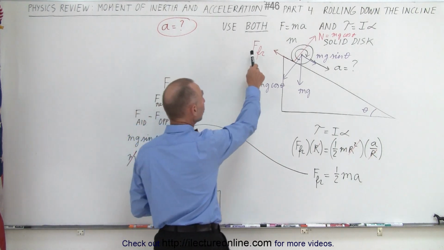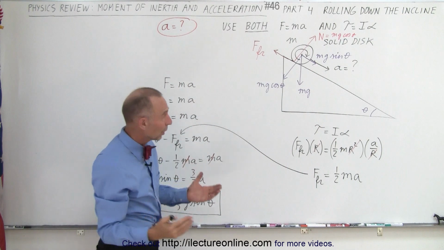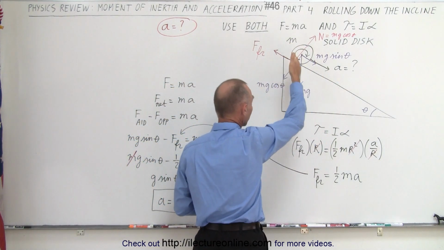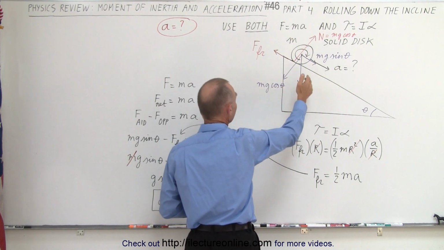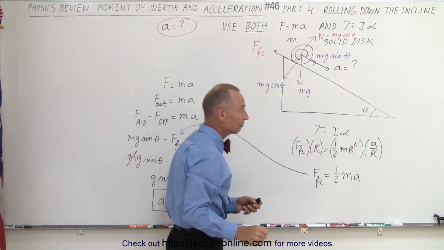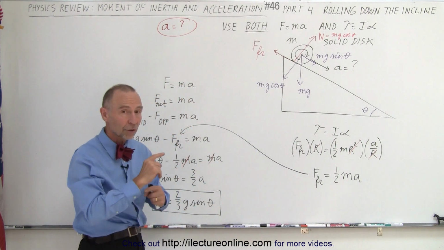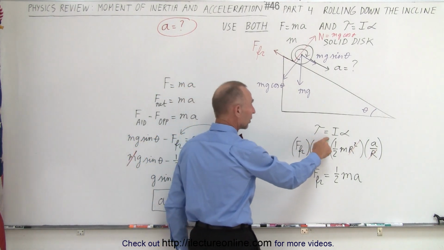Again, we're going to use both F equals ma and torque equals I times alpha. You already are familiar with all the forces acting on an object that's rolling down the hill. We have the weight, we have the components mg sine theta, mg cosine theta, we have the normal force, we have the friction force. But what is the acceleration if we have to take into account the moment of inertia of the object? Well, we start with torque equals I alpha.